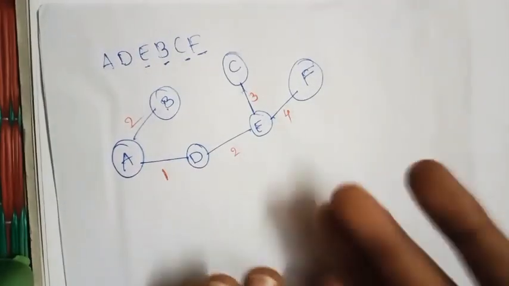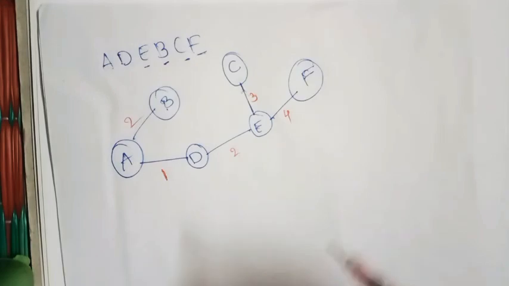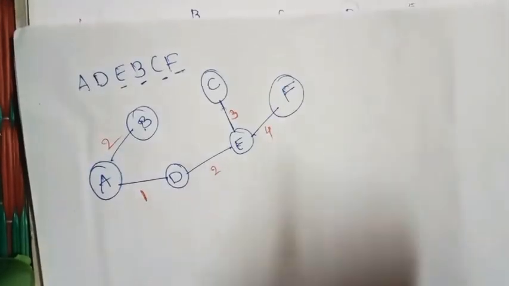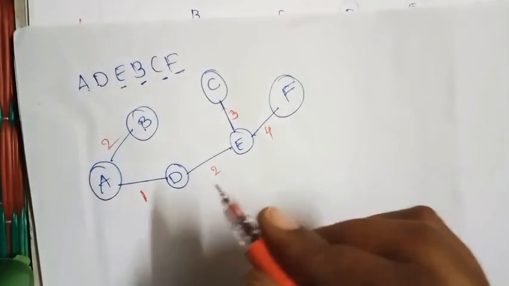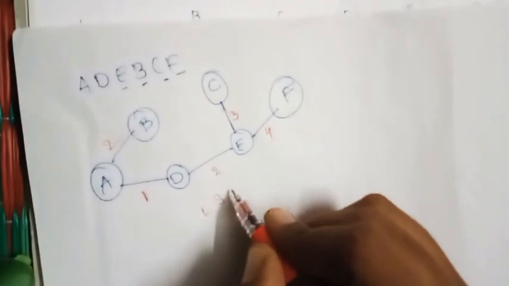That's it, guys. These are the costs of the nodes, and I think you all understood the link state routing algorithm. This is the shortest way to find the link state routing algorithm.